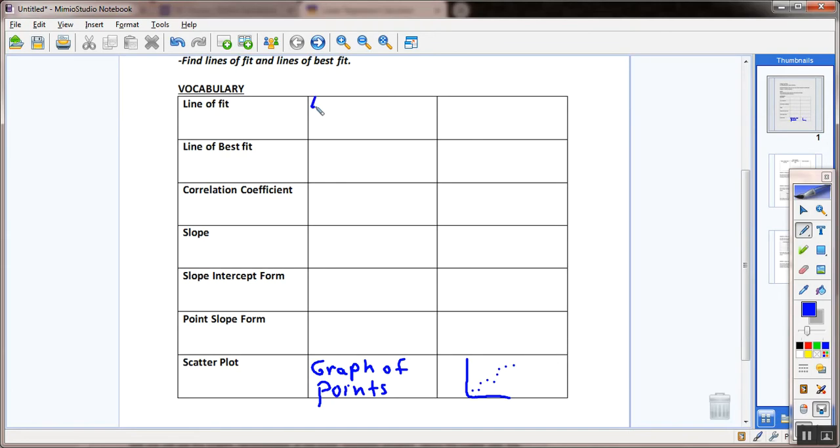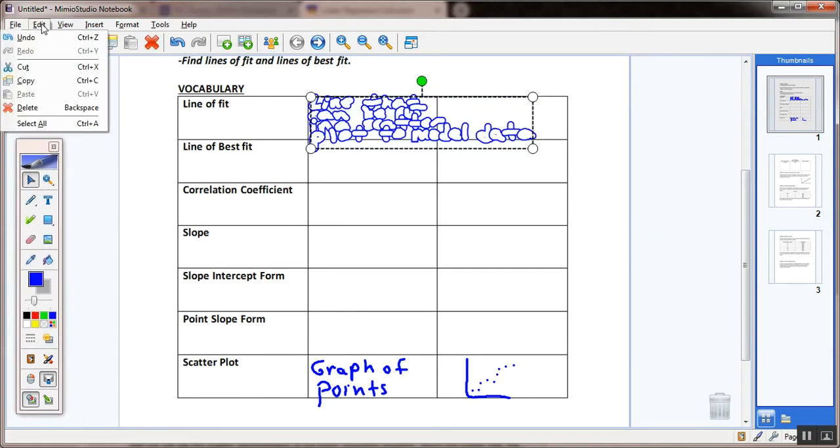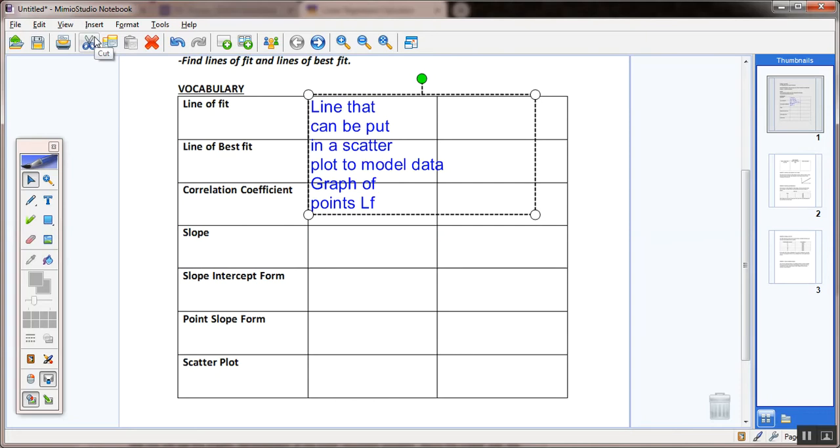I'm going to put it in here like this. It's a line that can be put in a scatter plot to model data. It's a line that can be put in a scatter plot to model data here. All right? Ooh, that didn't work out the way I wanted it to.